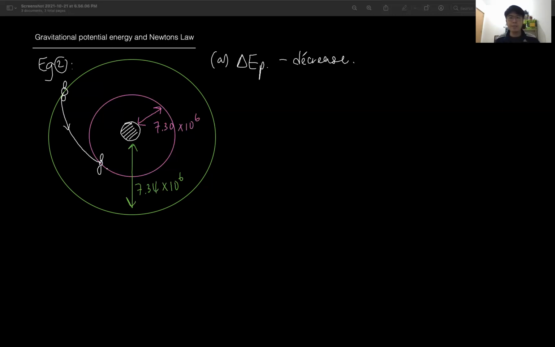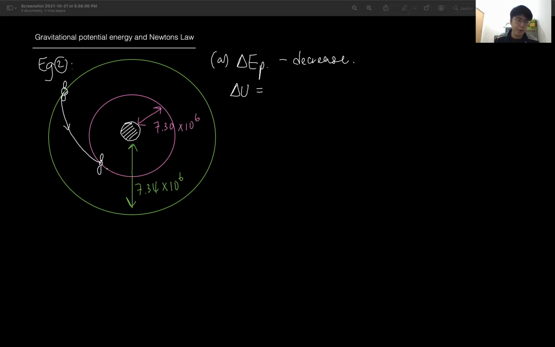So if gravitational potential energy decreases, then something has to increase. The kinetic energy increases. So you can already expect that the speed at the lower orbit is larger than the speed at the higher orbit. So we want to calculate the change in potential energy. Which one is larger?